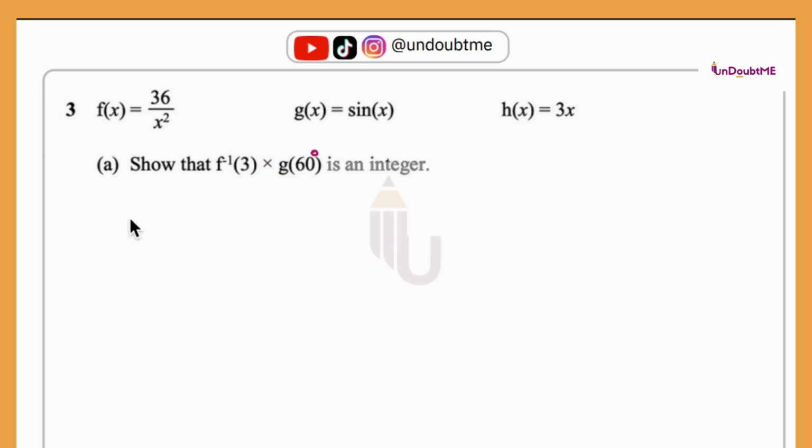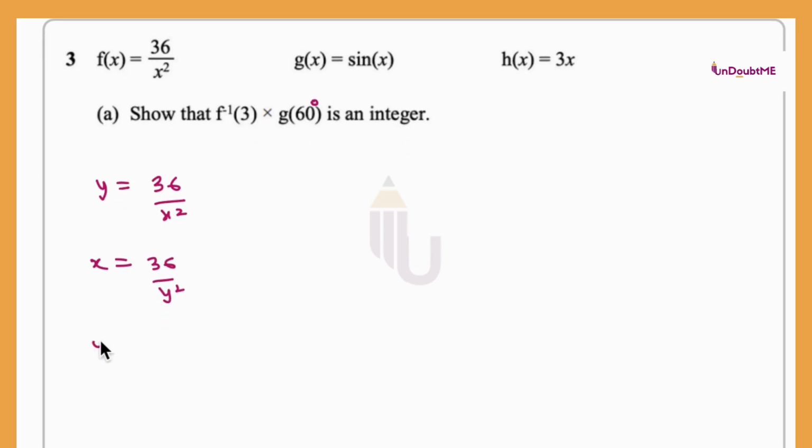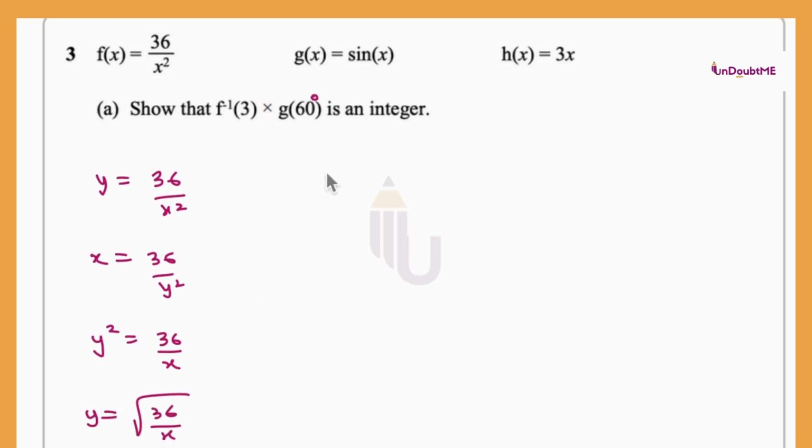So first we have to find f inverse of x. So for that I will use y is equal to 36 over x square. Interchanging x and y will give me x is equal to 36 over y square, then y square is equal to 36 over x, and y is equal to root of 36 over x. So I can say that f inverse of x is root of 36 over x.